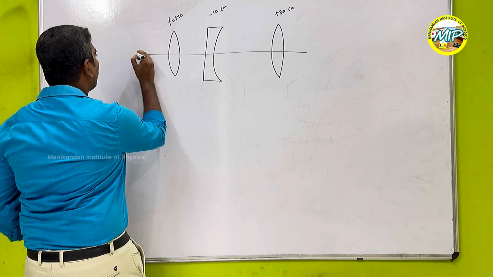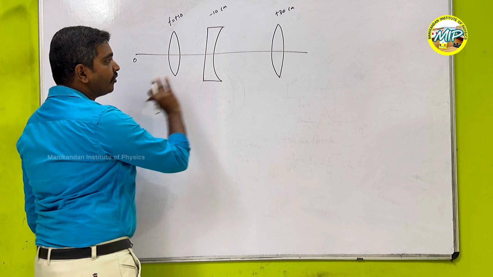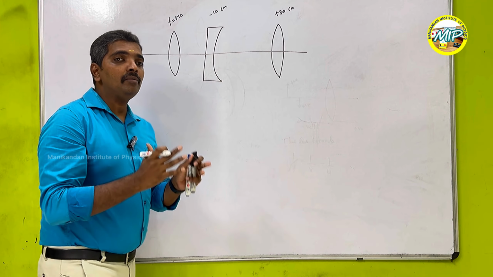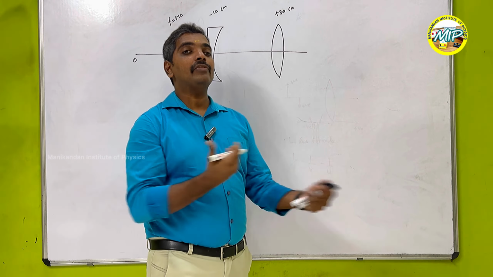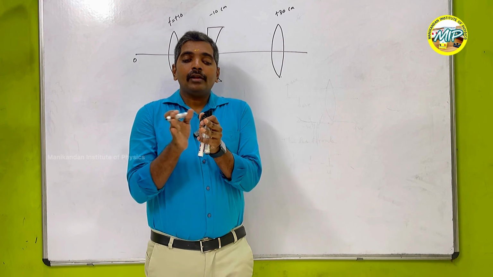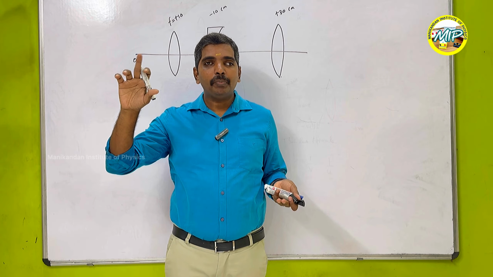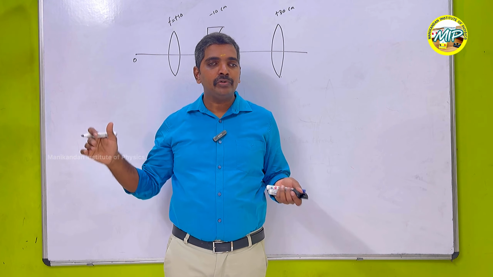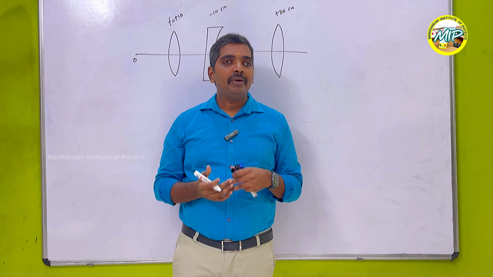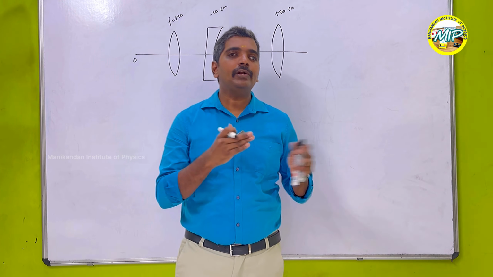So they are going to place the object here. We just want to find the final image formed because of this lens combination. If my lenses are in contact, we can easily find it: 1 by f is equal to 1 by f1 plus 1 by f2 plus 1 by f3, so we are able to solve this problem. But here we have some finite distance between the two lenses.